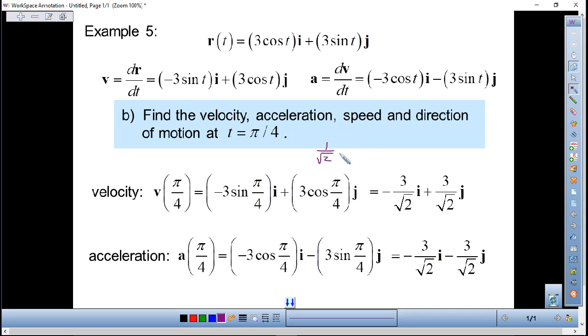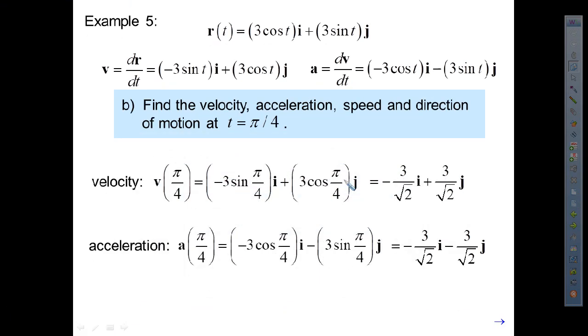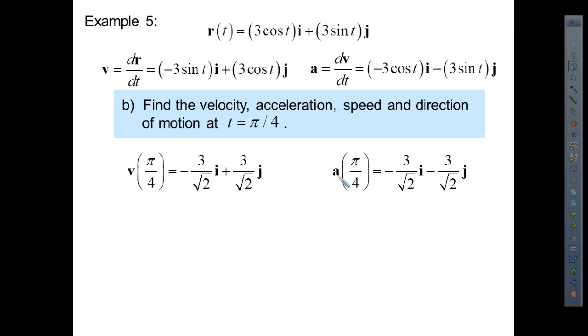Now if you work that out and rationalize it, you end up with the square root of 2 over 2. So these are equal. But that's what they're using for cosine and sine of pi over 4, 1 over the square root of 2, and it makes things just a little easier. I mean, it's not a big deal for you to rationalize the denominator. All right, and so there's our velocity and acceleration we've just calculated.